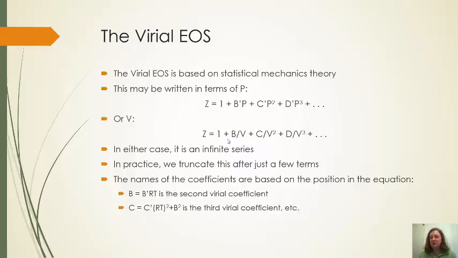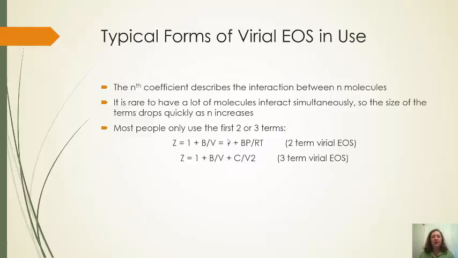B is fairly well understood for an awful lot of chemicals. C, for not quite so many, but this is a growing area of study. So usually we just take as many terms as we feel like we need, and what each term is really trying to tell me is how the molecules are going to interact.